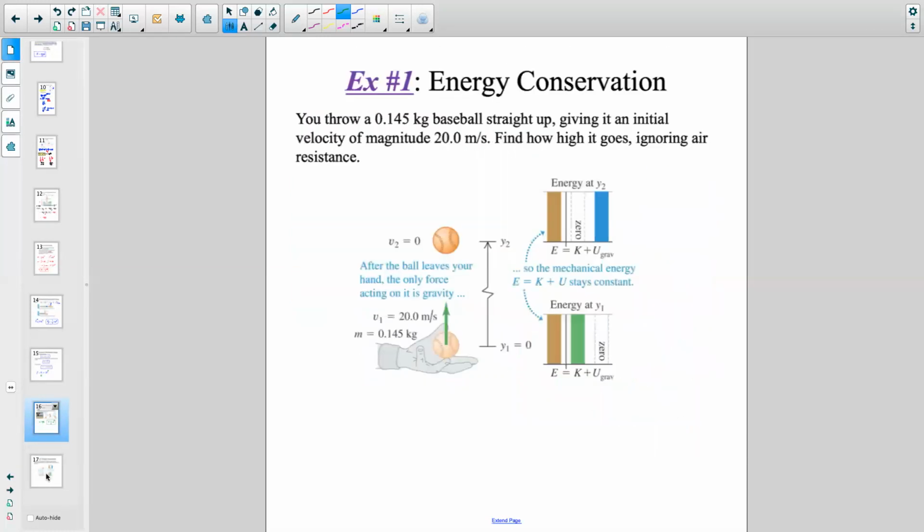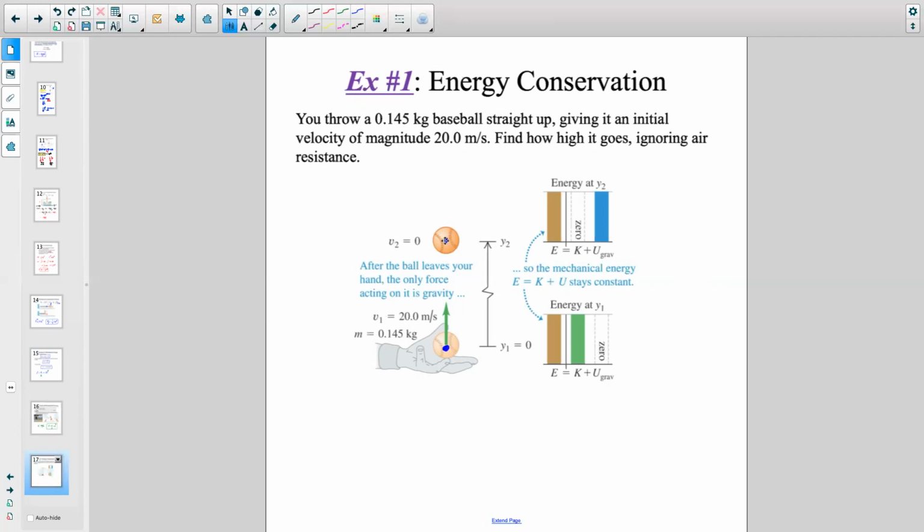Okay, so let's take a look at this example. This is a very important basic example. You throw a 0.145 kilogram baseball straight up. So you're starting from this point, sending this baseball all the way up. The mass of the baseball is 0.145 and the velocity is 20 meters per second.